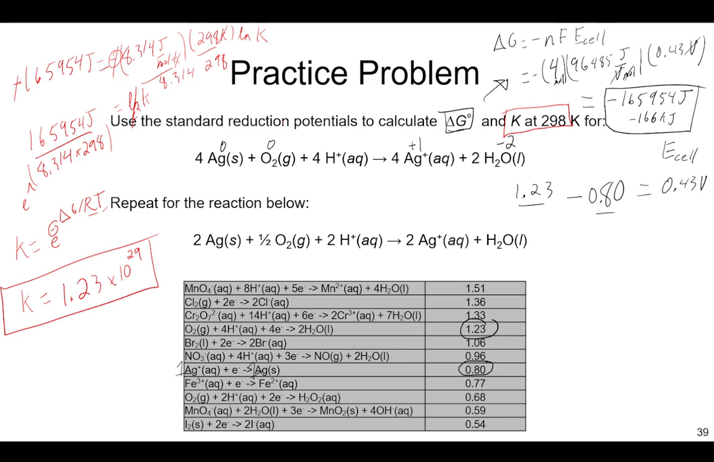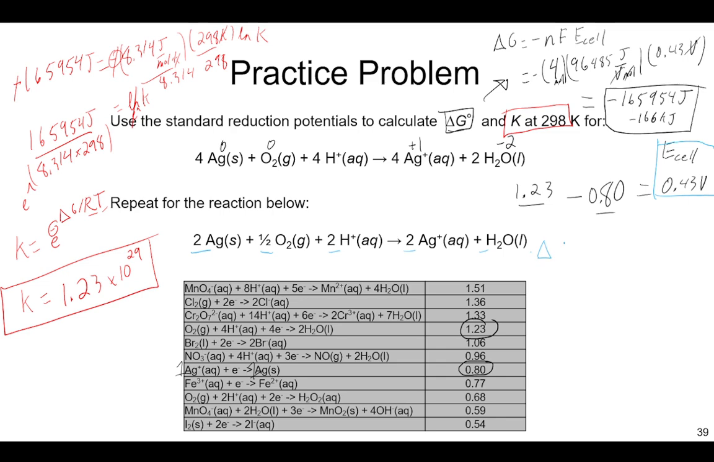Okay, so that's my 2 answers for the first part, calculating the delta G and K for this first reaction. We're also asked to calculate it for the reaction below. This is the same reaction, it's just divided by 2. Remember, changing these coefficients doesn't change our cell potential. Our cell potential is still going to be 0.43.